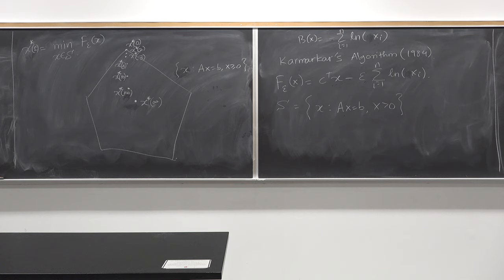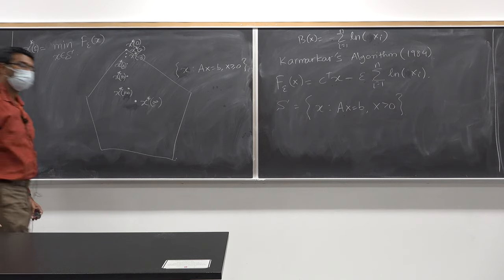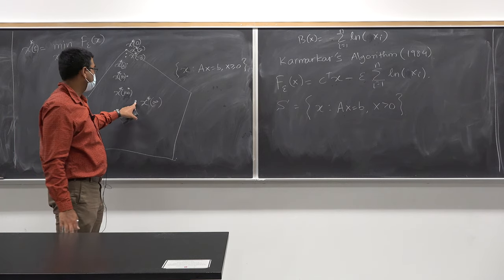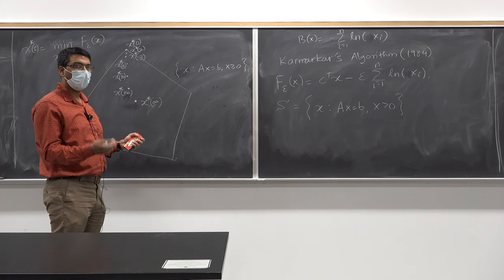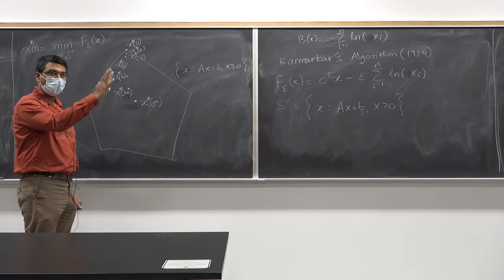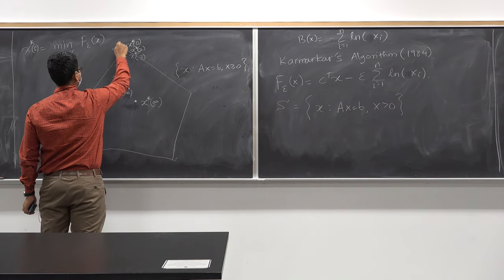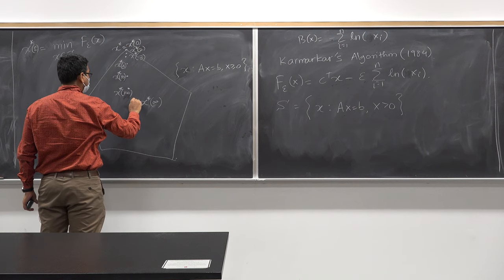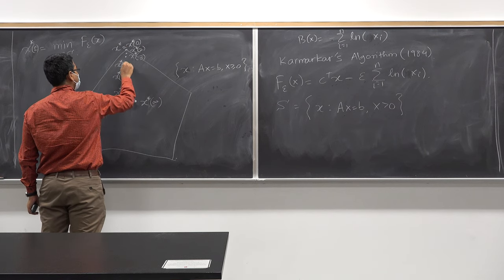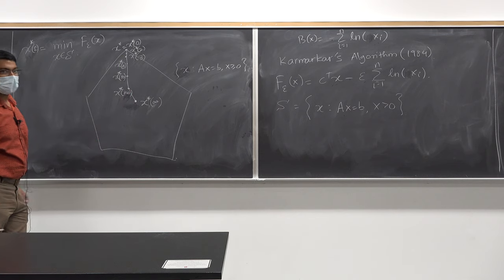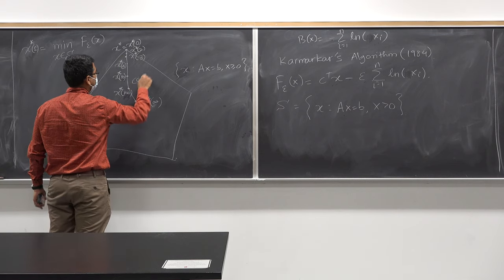So what do you notice? Yes, please. Right. And as you make epsilon smaller and smaller, it's actually tracing a path to the optimal solution. This is the optimal solution. This is actual x star. So it's basically tracing a path as you reduce the value of epsilon. And this path is known as the central path.